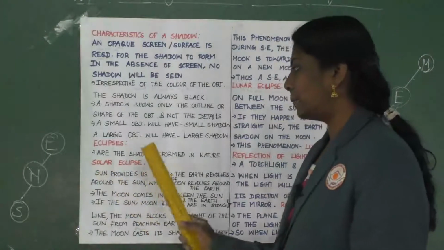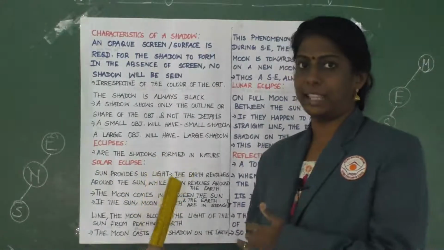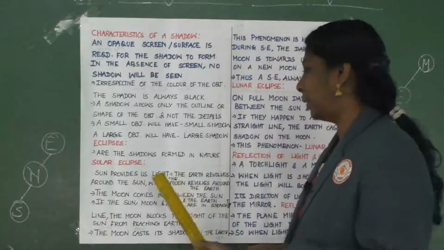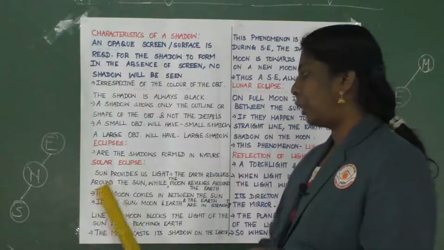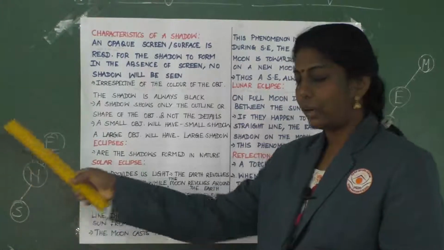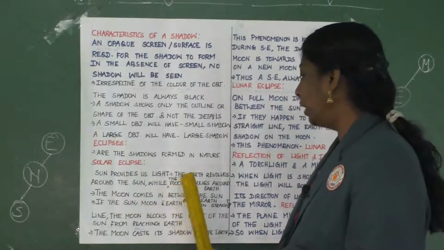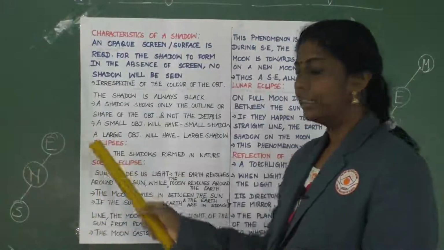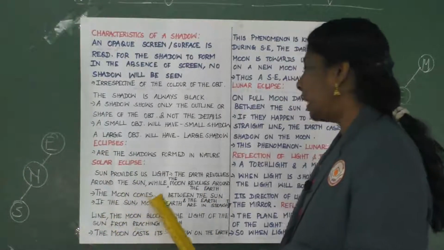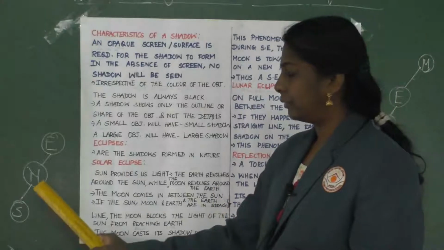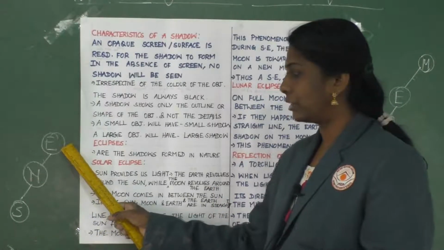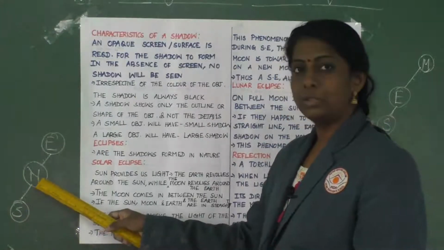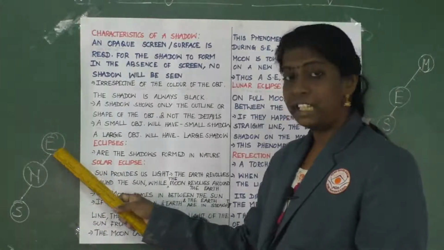What do you mean by solar eclipse? Sun provides us light. As you all know, sun is the ultimate source of light. The earth revolves around the sun and the moon revolves around the earth. Then the moon comes in between the sun and earth. Here the letter S denotes sun, letter M denotes moon, and the letter E denotes earth.